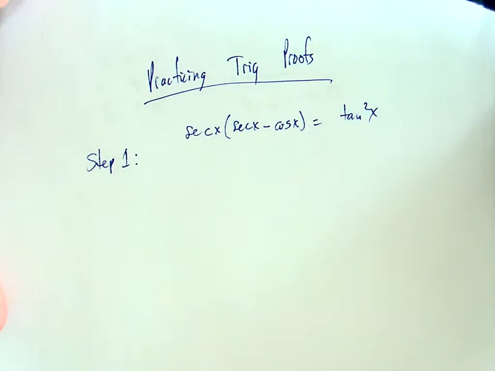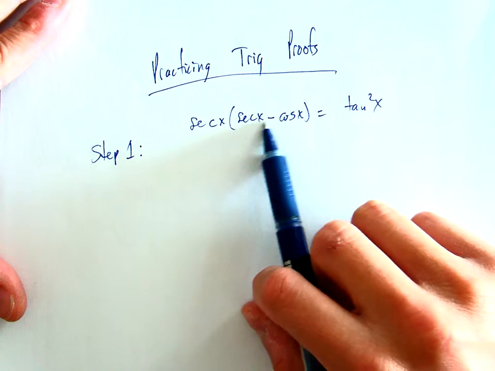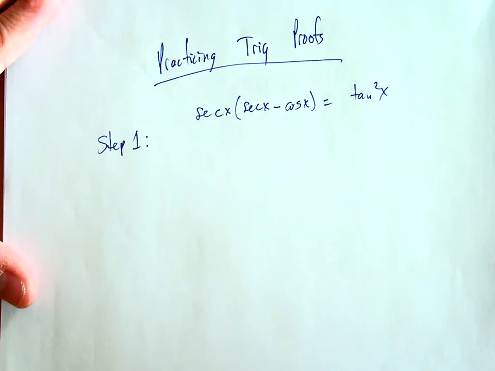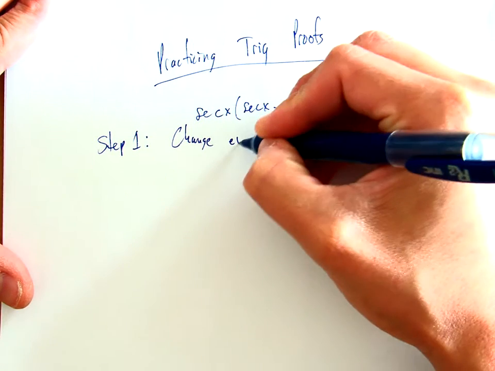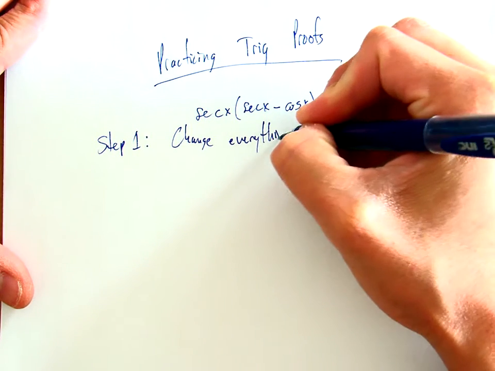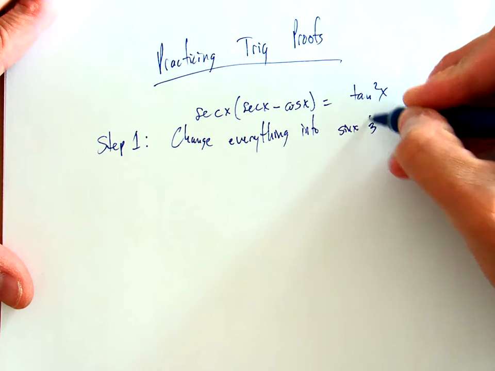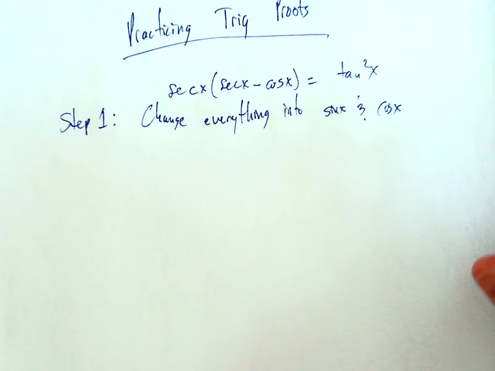Alrighty folks, so we're going to be looking at this practice trig proof here. We have secant x times the quantity of secant x minus cosine x. We're trying to show that it's equal to tangent squared. So we're going to do step one, which is we're going to change everything into sine and cosine. Okay, so let's go ahead and do that here.